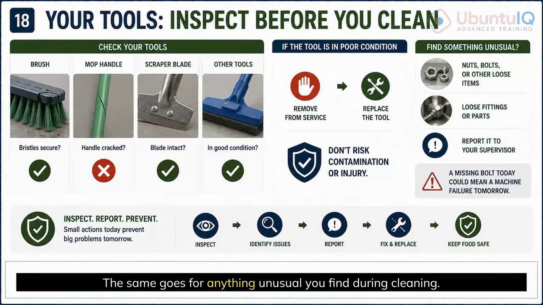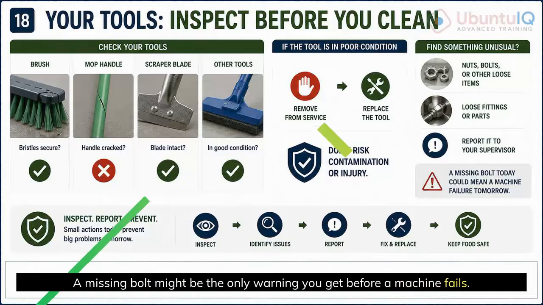The same goes for anything unusual you find during cleaning: a nut or bolt on the floor, a loose fitting on a piece of equipment. Don't just sweep it away. Report it to your supervisor so the source can be found and fixed. A missing bolt might be the only warning you get before a machine fails.